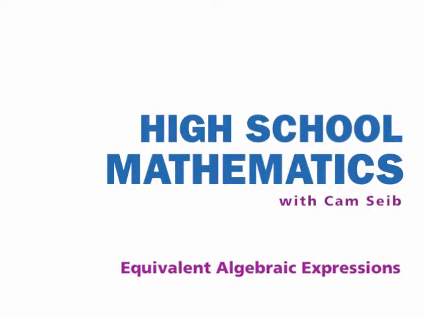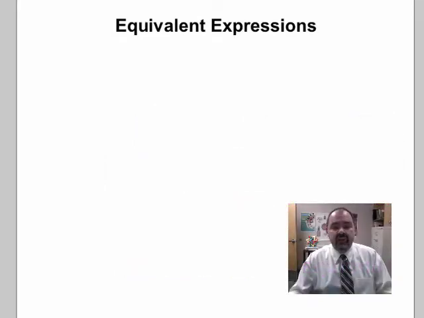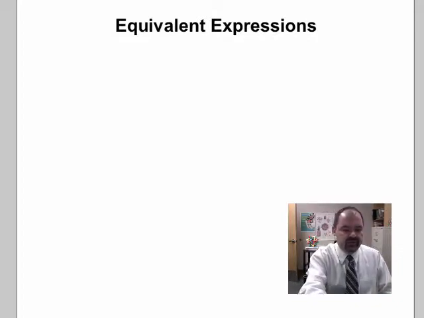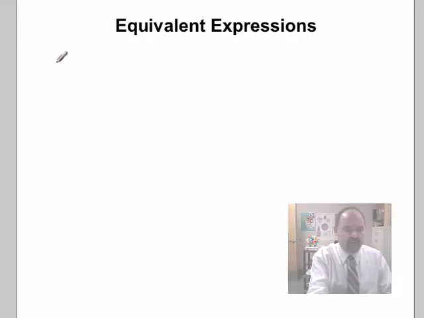I want to talk today about equivalent algebraic expressions because sometimes expressions can look different but actually be the exact same thing. And this sometimes gives people some difficulty with algebra. So I'm going to go through a variety of examples. Let's just start with something really simple that we already know.